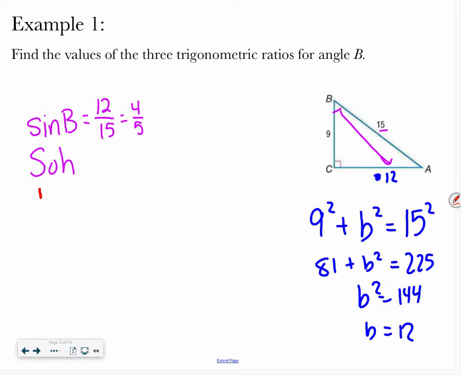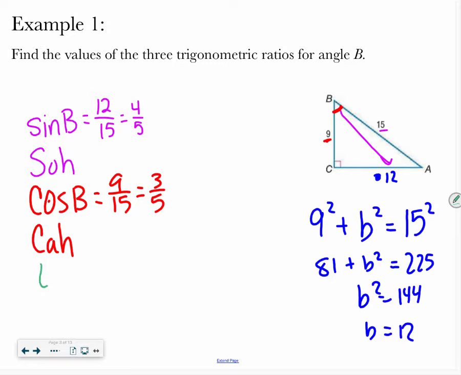Now, if I'm going for cosine of B, so C-A-H, that means I'm still looking at angle B. I'm looking at the side that's adjacent, that's not the hypotenuse, so that's 9 over my hypotenuse, which is 15. And 9 over 15 becomes 3 over 5.